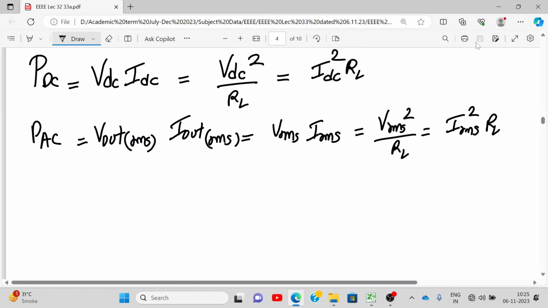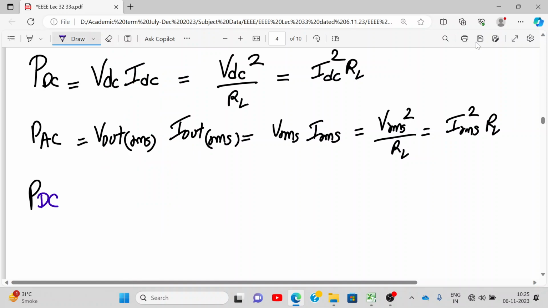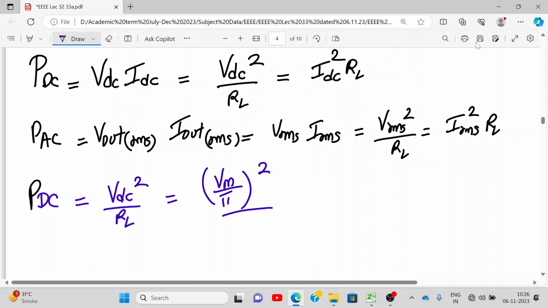Now let's finally calculate PDC. Everyone please concentrate. This we are doing for the first time. Let's take this formula: VDC square upon RL. Do you know what is VDC? We have just now calculated. Vm by pi, square, divided by RL. So how much is this? Vm square upon pi square RL. Let's call this equation number A.